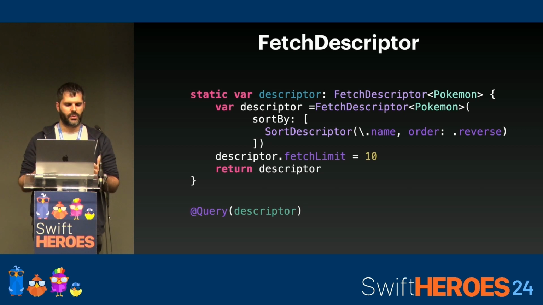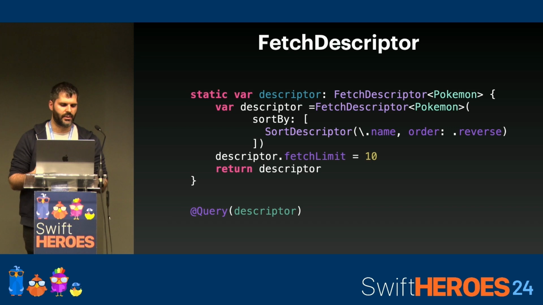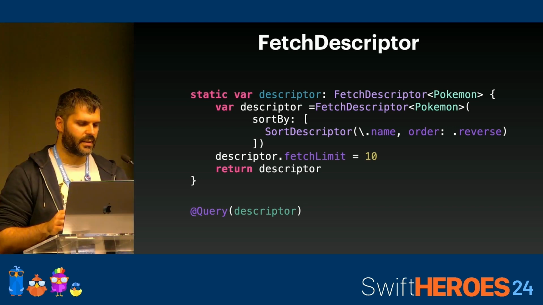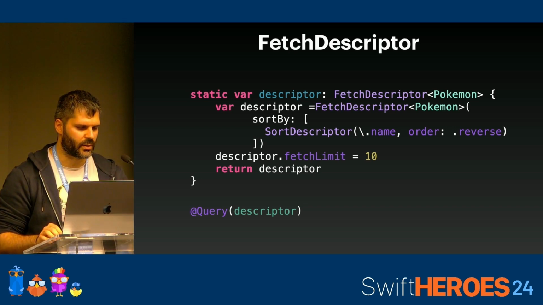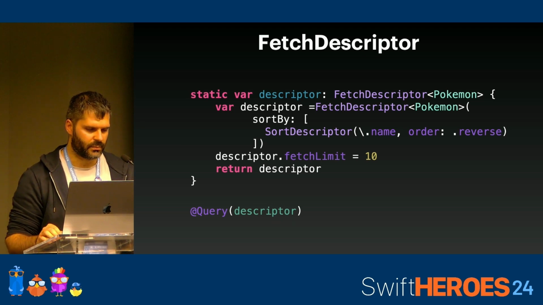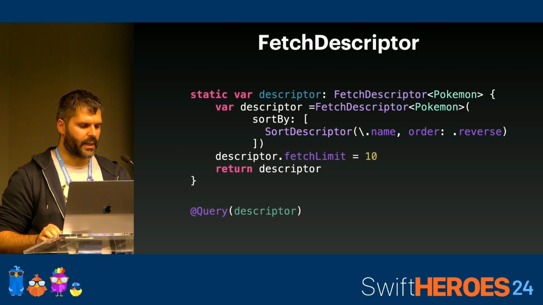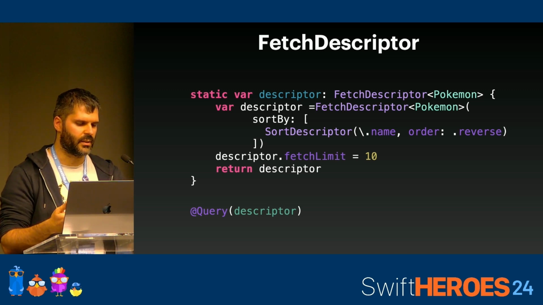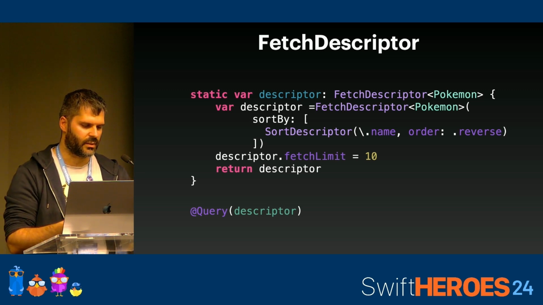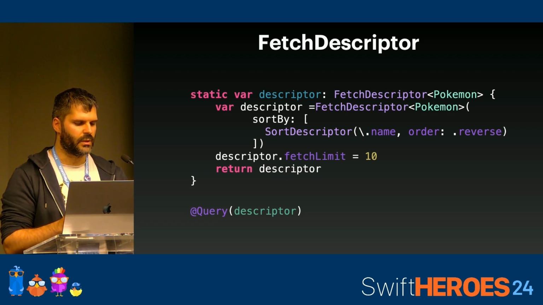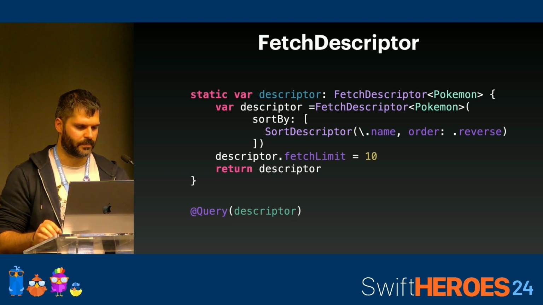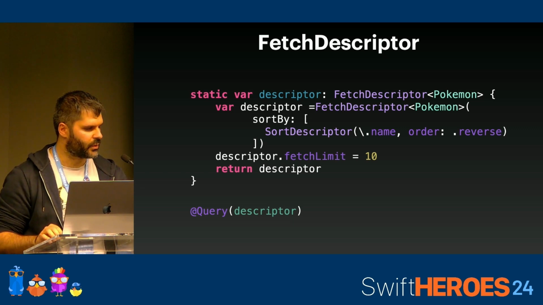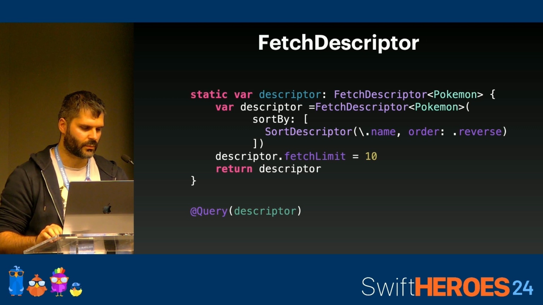Okay, if we want to define a more complex descriptor, we can use FetchDescriptor. In this case, the FetchDescriptor class has these parameters in its initializer, and we have to define more properties after the initialization of the descriptor. For example, in this case, we are saying that we want to fetch only 10 elements. And we can pass this descriptor to our query macro.